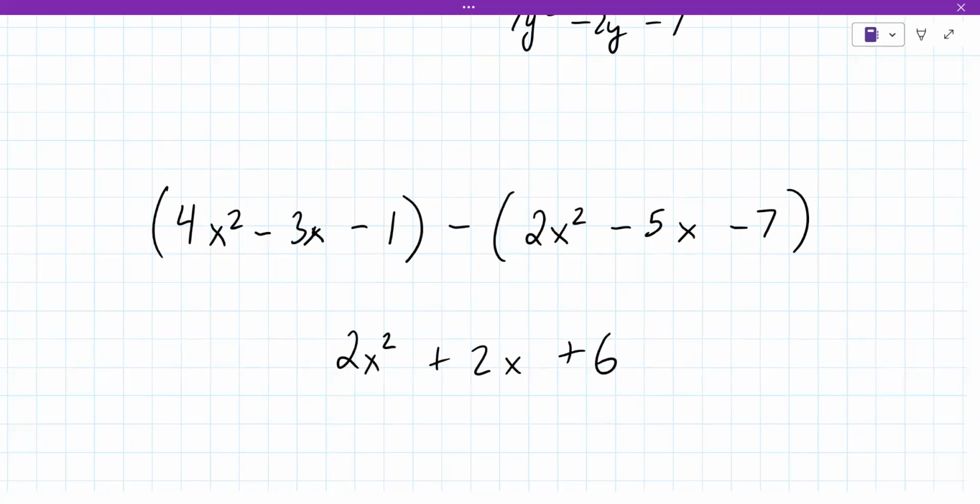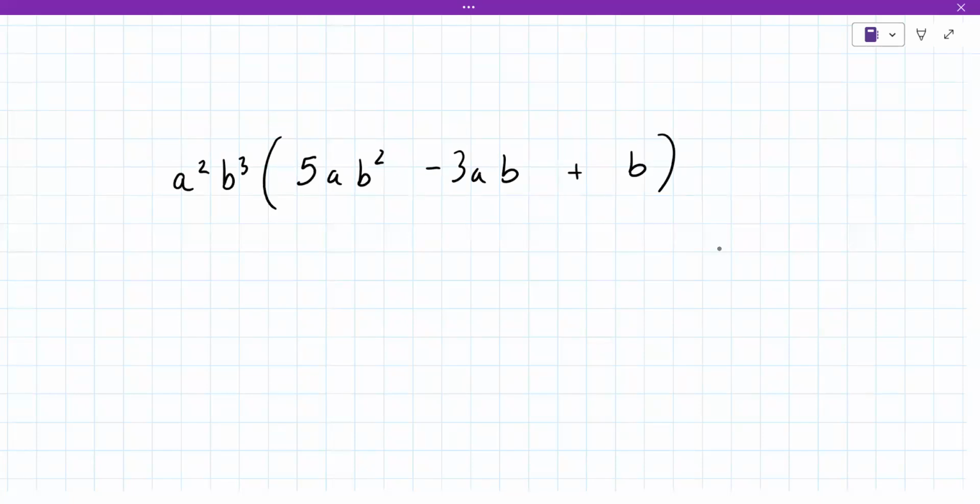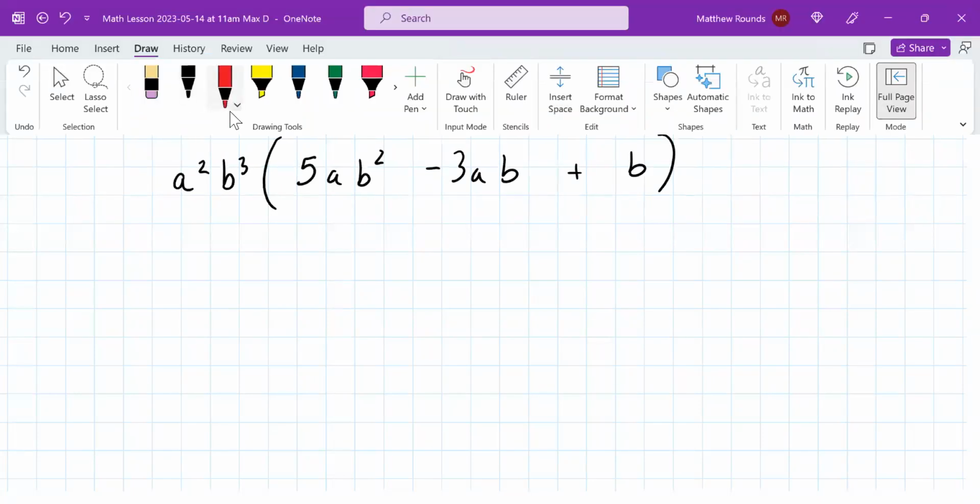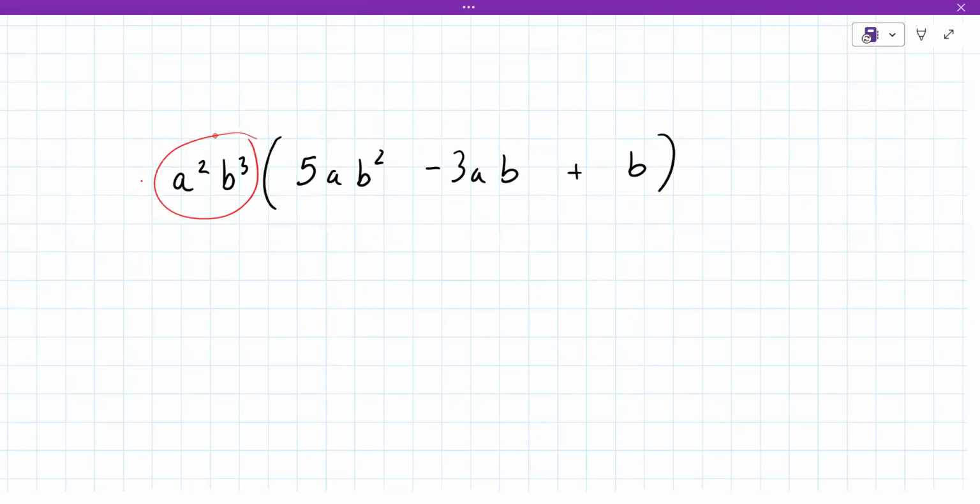Very good. Okay. Now we haven't done one of these in a while. So let's say I had a squared b cubed on the outside, and I had 5ab squared minus 3ab plus b. Okay. And we're going to distribute this thing on the outside into all three of them. So you just have to be really slow and steady on this.